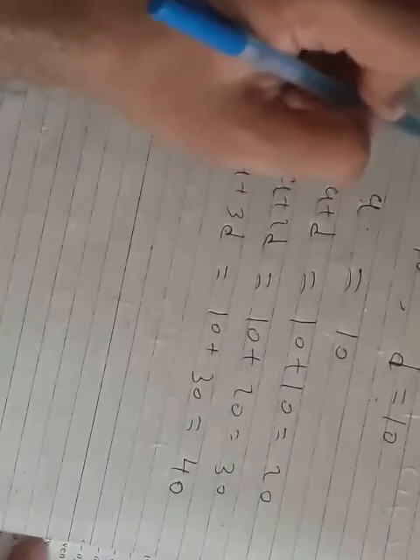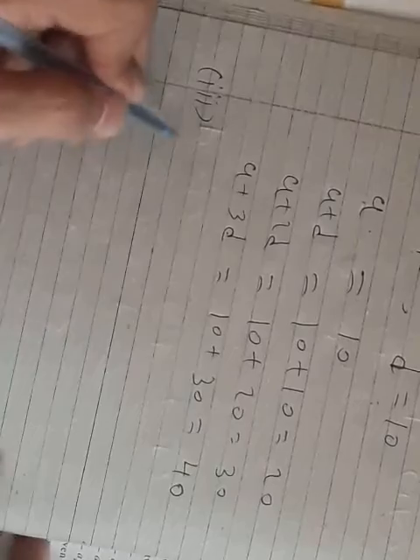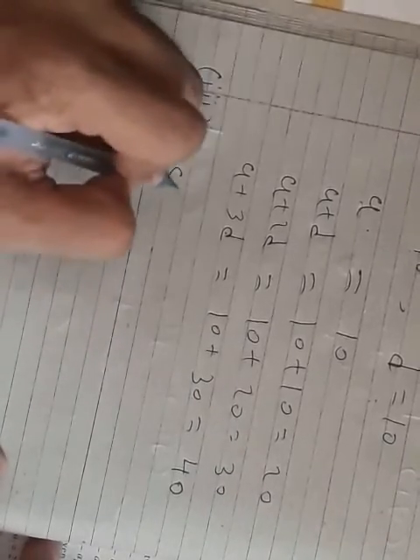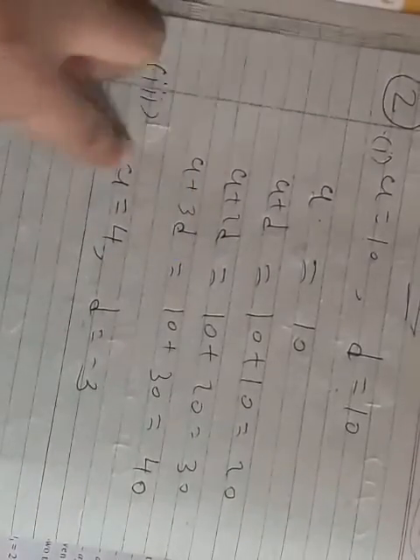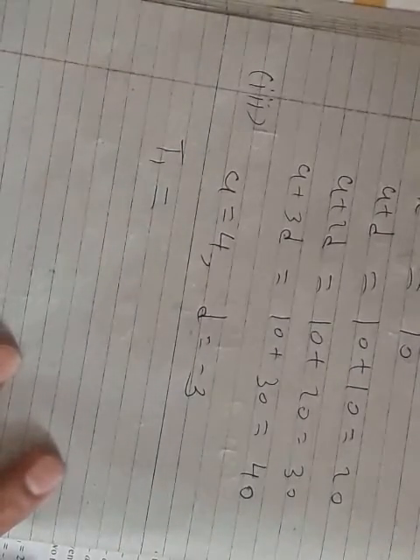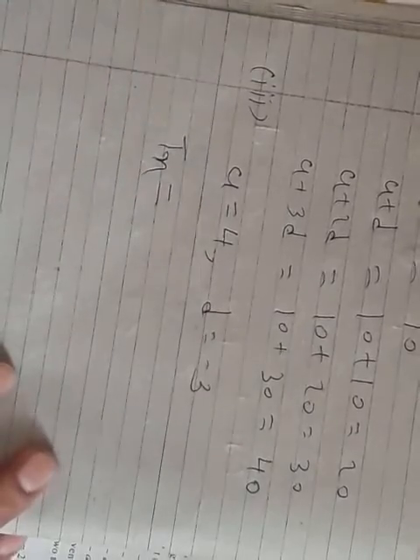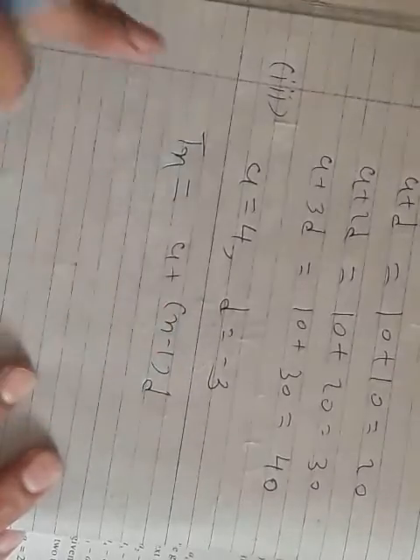Okay, now I am giving another example. Question number 3 in the second: A is 4, D is minus 3. Instead of doing this directly, I am applying the formula so that we can practice the formula also. See, first term T1. Now we know the formula of Tn. Tn is what? A plus n minus 1 into D.